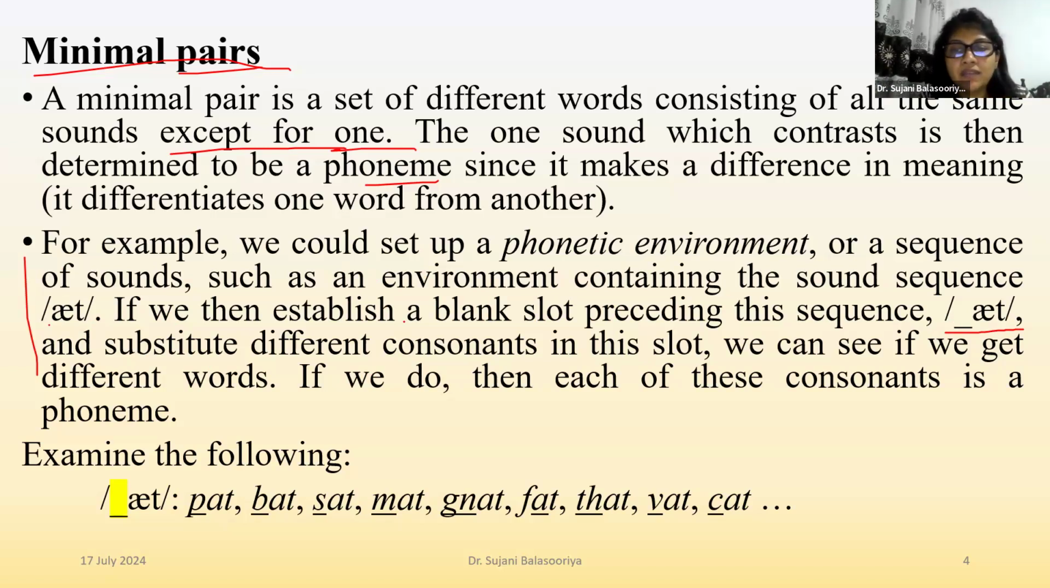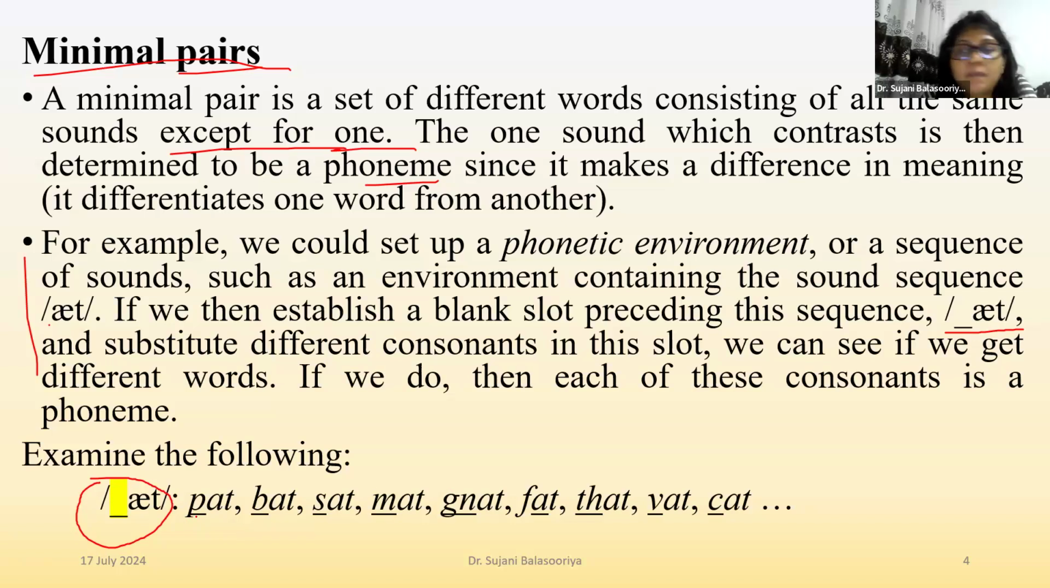Now then what can we do? Substitute different consonants in this slot. We can see if we get different words. If we get different words, then each of these consonants is a phoneme, right? Okay, now look at these words. Right, now this is what you have, right? You have a word. First sound is a blank and the rest is at. So into this blank, we can put these phonemes which are underlined here in these words.